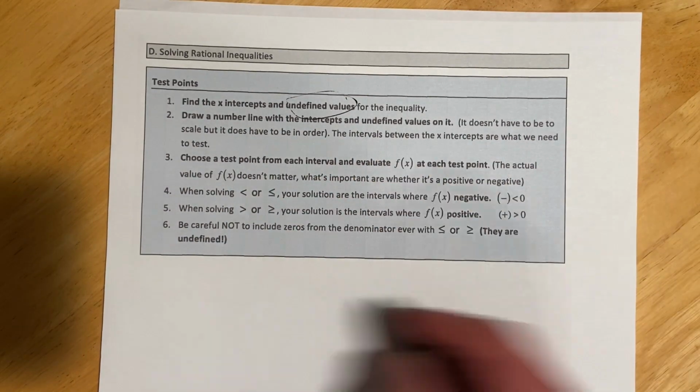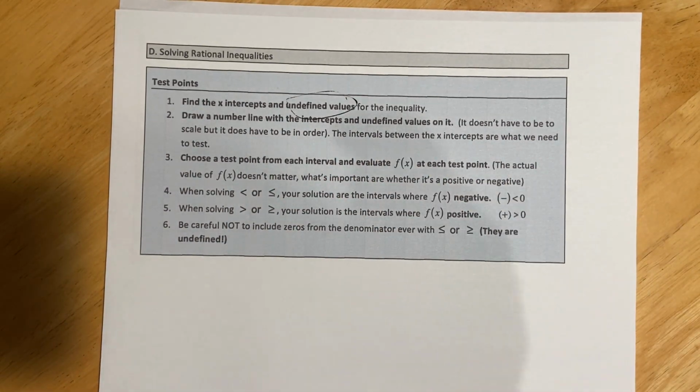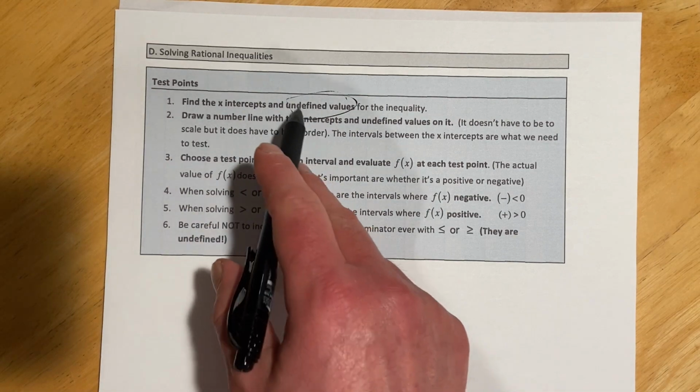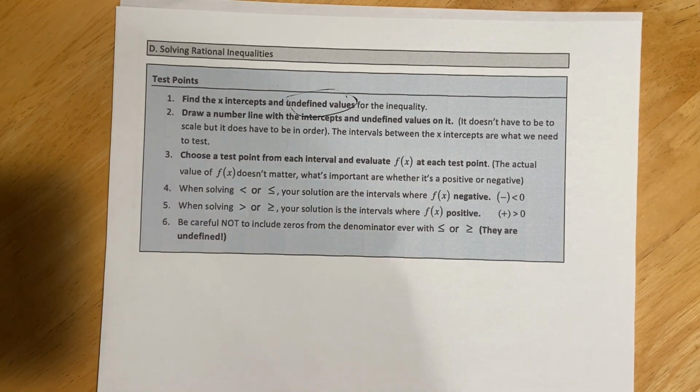And then we'll draw the number line, pick our points and test those, and see what satisfies the inequality. Here, the one thing we do have to be careful about is not to include any of those values from the denominator. So that's pretty much the one difference between these and what we've already seen.